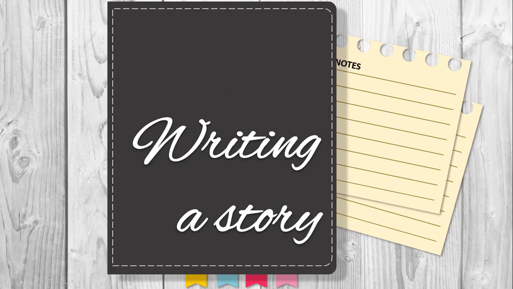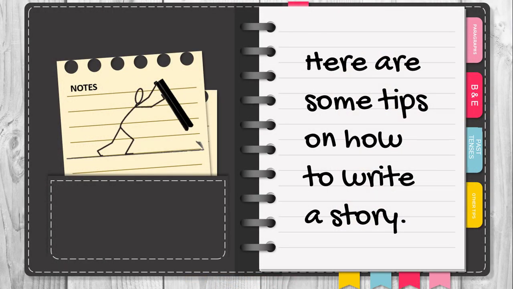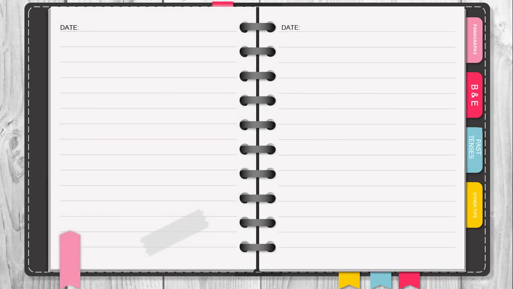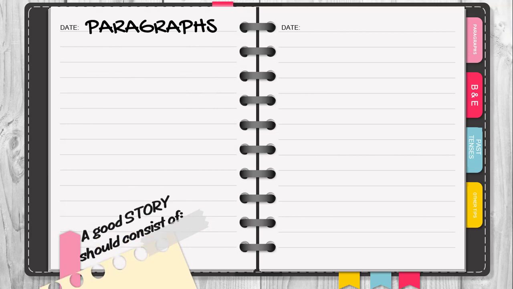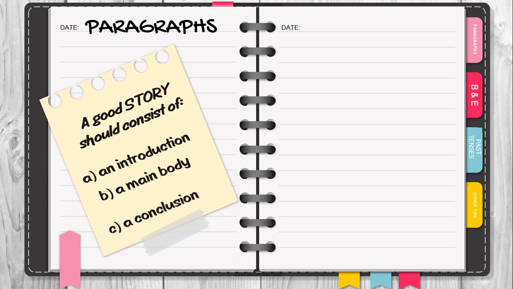Today's video is about writing a story. Here are some tips on how to write a story. Let's talk about paragraphs first. A good story should consist of an introduction, a main body, and a conclusion.